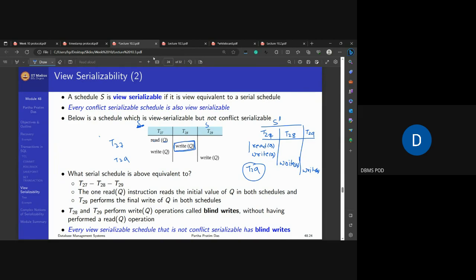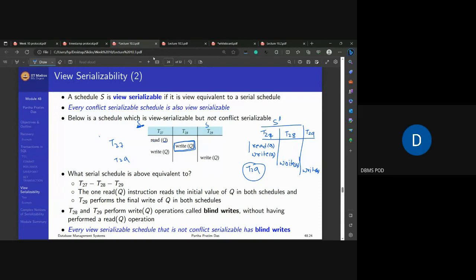If there is a blind write, then we can check whether it is view equivalent to any serial schedule. If it is, then we can say that this is a view serializable schedule. Then we have to swap the transactions, so you can see the read Q, write Q. Then you have to check all three conditions. In this example, is T28, T27, and T29 also a view serializable schedule?